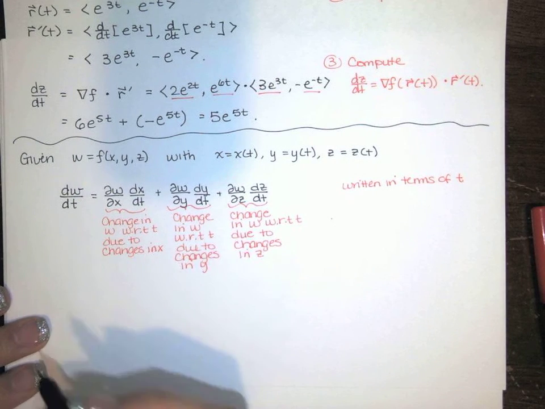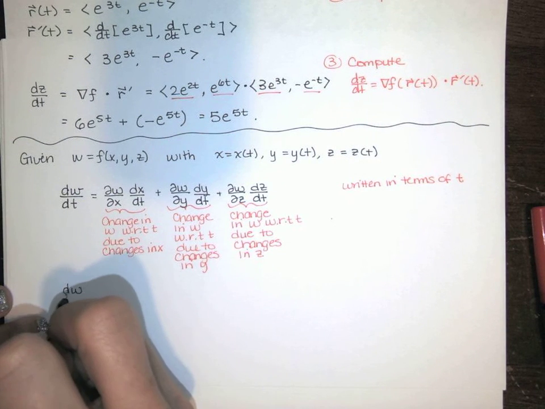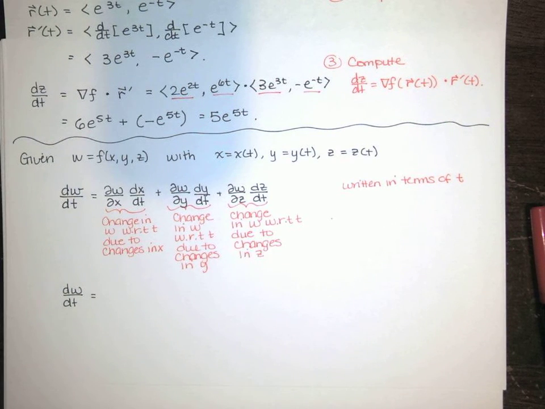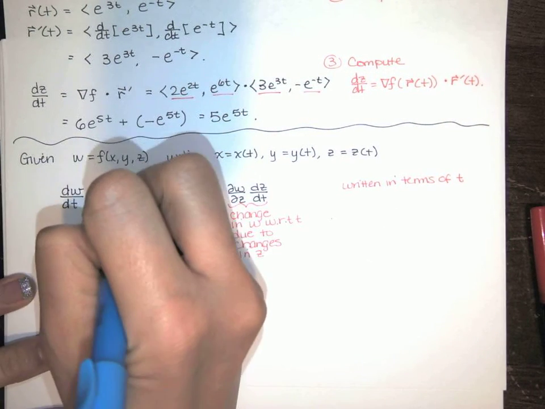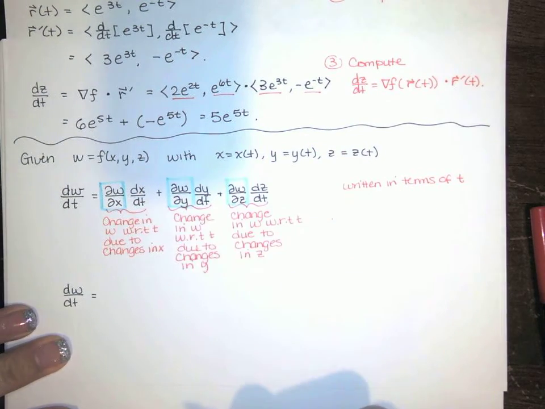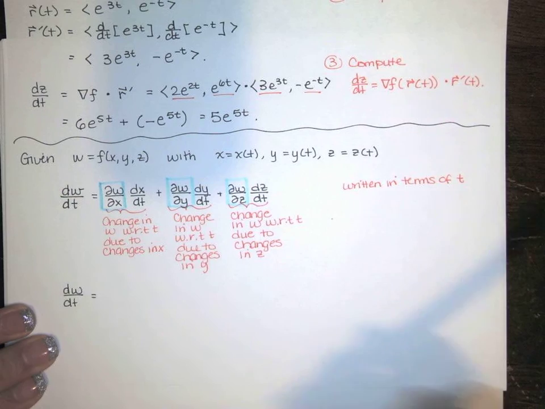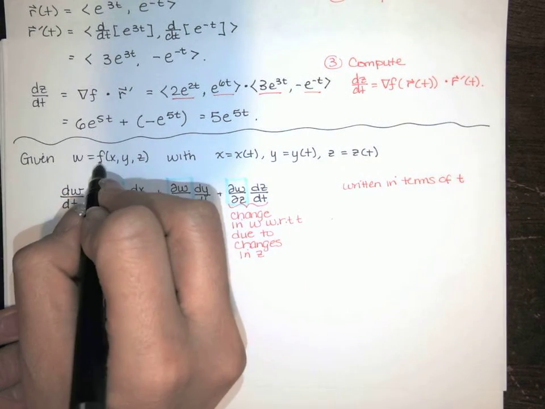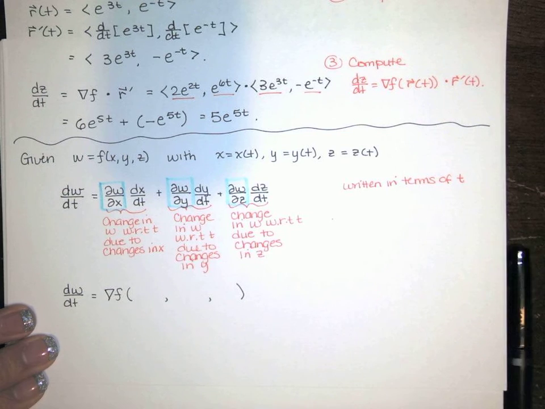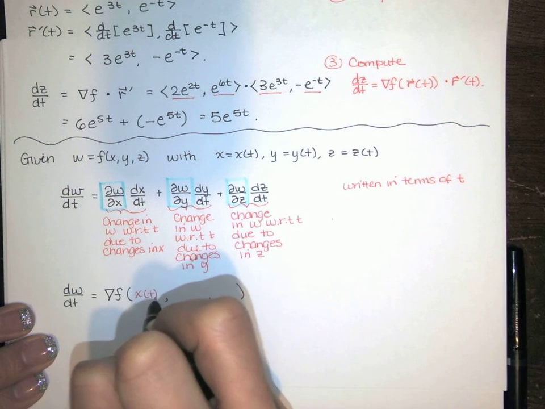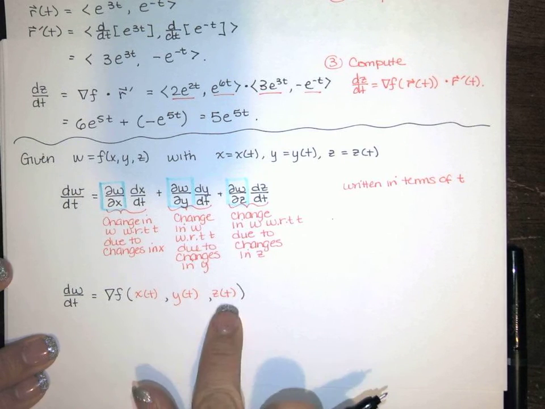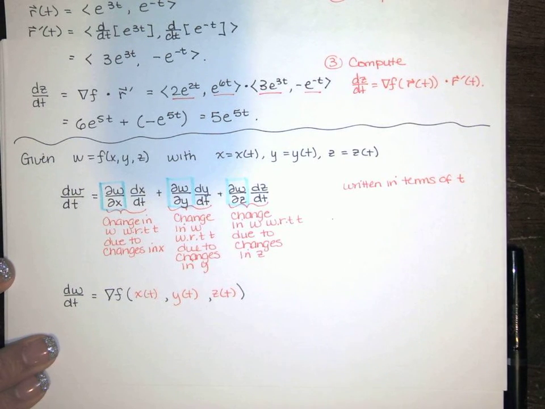And then the shorthand version of this, well, it's pretty much the same thing that we did before. The partials of w with respect to x, y, and z, those form the components of the gradient vector. So this is the gradient of this function f, but we want to evaluate it at x of t, y of t, z of t, so that when we're done, this depends entirely on t.